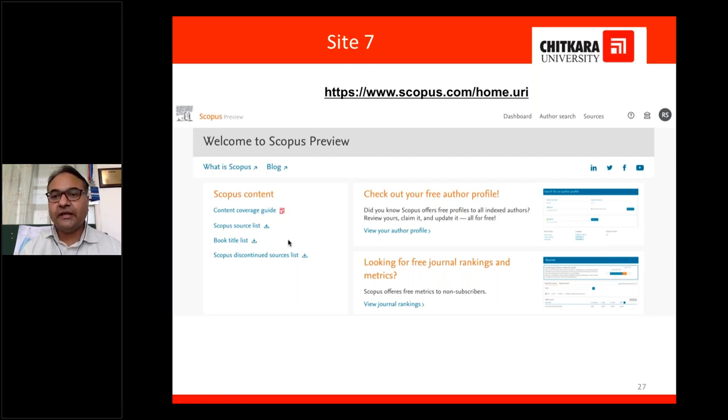Because the Scopus journal list is a dynamic list, they keep on adding or removing journals from the list. So it's always a good idea that before you decide to communicate your research work, you check from this list whether the journal which you are finally targeting is actually indexed in Scopus or not. And this is free. Trust me, this is free. So you should be able to use it very easily.